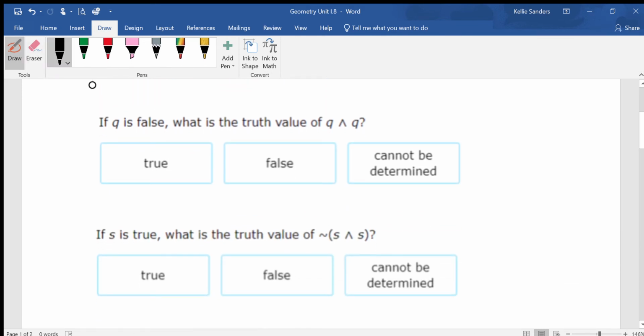If Q is false, what's the truth value for Q and Q? So this would be a false and false. Remember, and both of them have to be true for it to be true, so this would be false.